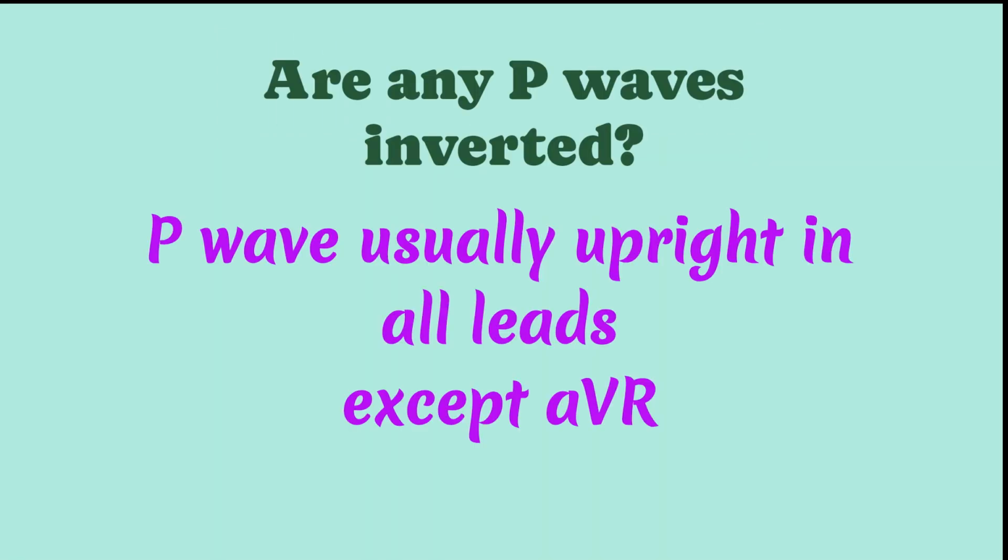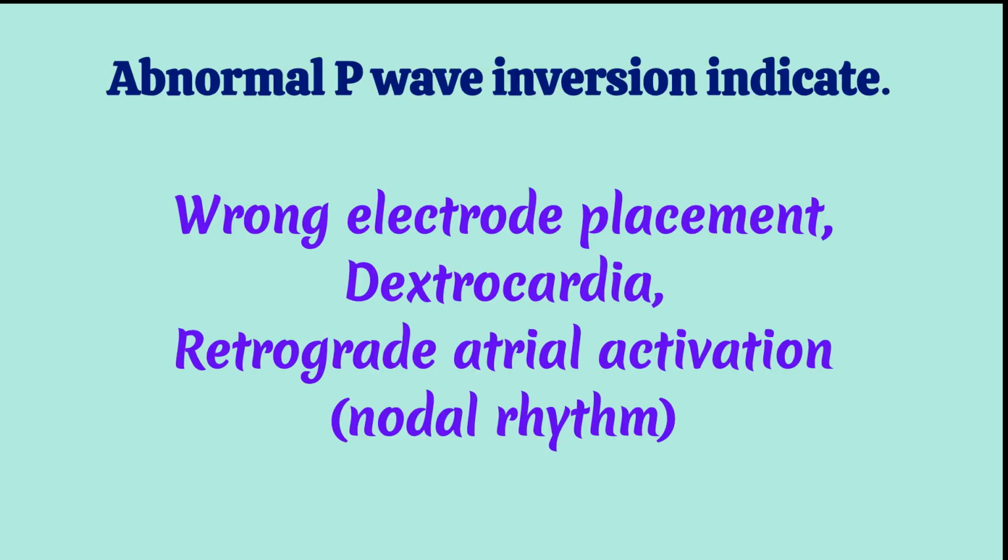Another abnormality of the P wave is inverted P wave. P wave is usually upright in all leads except in lead AVR. Abnormal P wave inversion indicates wrong electrode placement by the technician, dextrocardia and retrograde atrial activation.